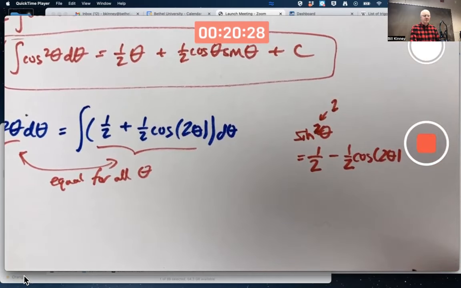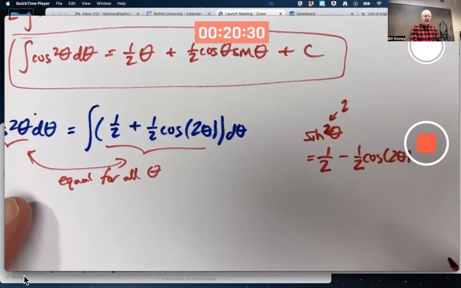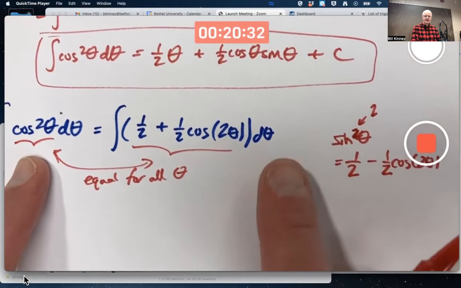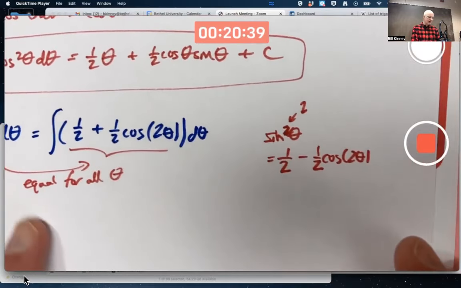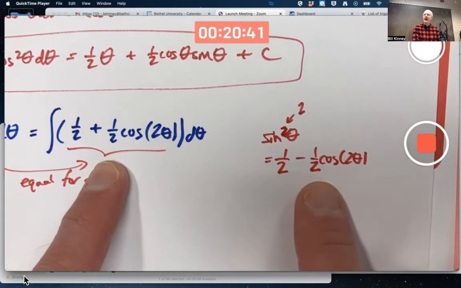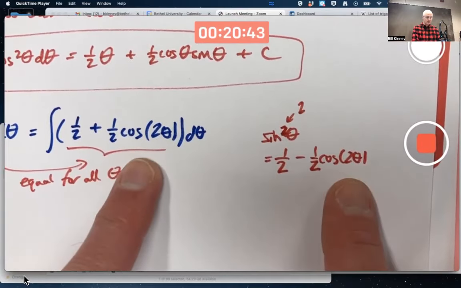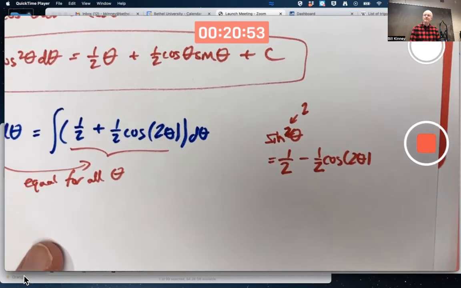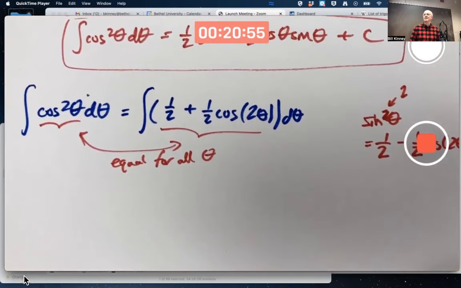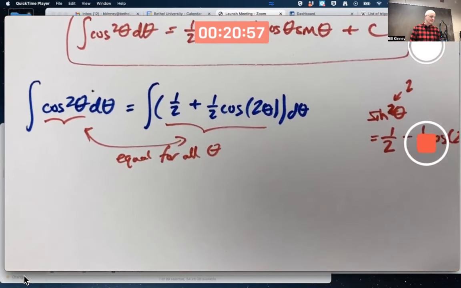You're just trusting me, but do notice that if I add these two equations, on the left side, I get cos squared theta plus sine squared theta, which is 1 for all theta. And on the right side, if I add these two things, I get 1/2 plus 1/2 is 1, and those two parts cancel. I get 1. It does work to add them to see that you get something that's true. That's not a proof that these are equal, but it maybe helps you believe it a little bit more.